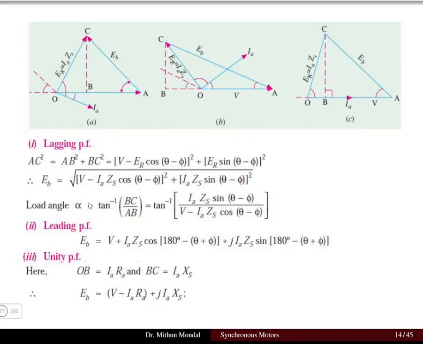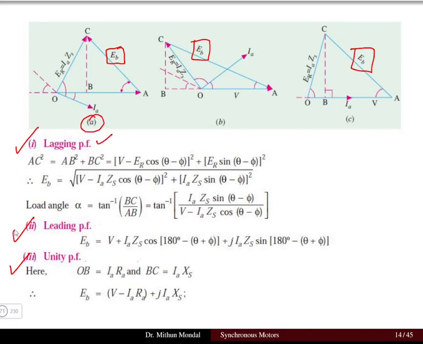Now we are going to understand the phasor diagram of the lagging power factor condition, leading power factor condition, and the unity power factor condition of the synchronous motor. So basically we are going to understand how we obtain the back EMF EB under the three different cases, that is the lagging power factor condition, leading power factor condition, and unity power factor condition. First we will understand the lagging power factor condition, that is case A here.